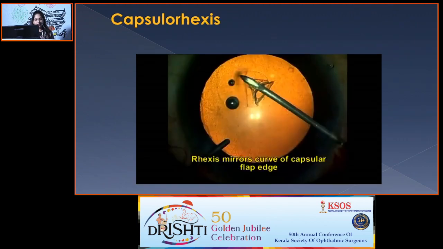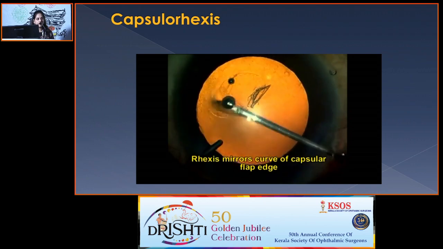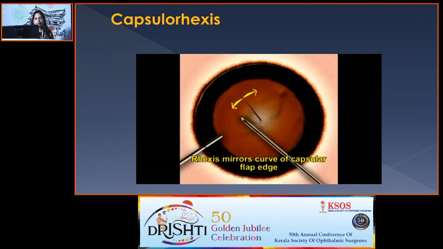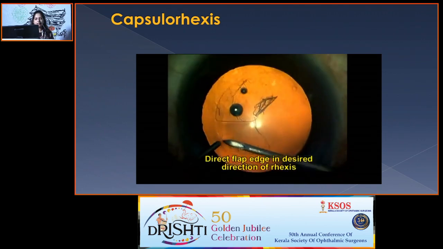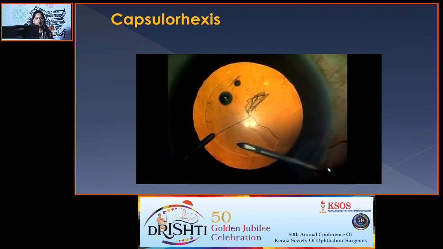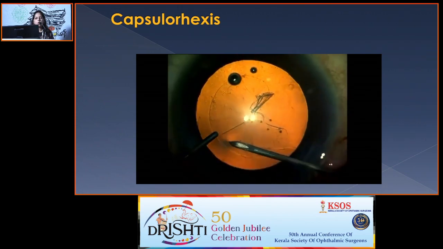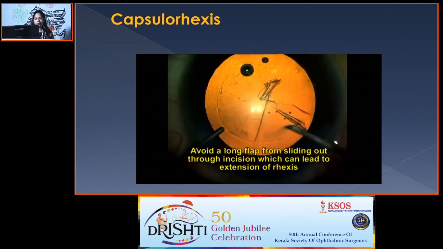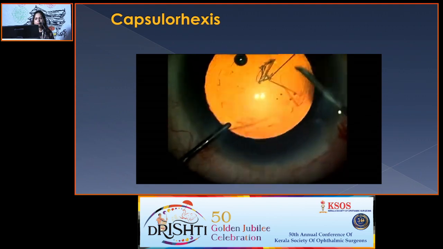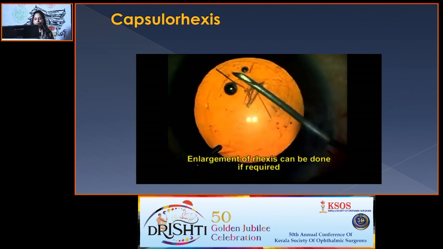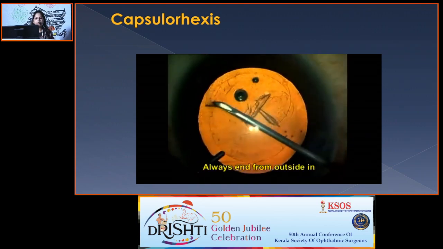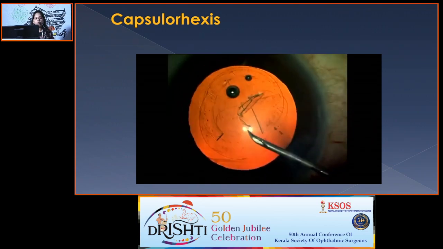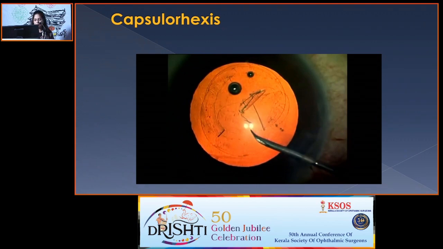Coming to the capsulorhexis, try to get a 5 to 6 mm capsulorhexis. Never keep the capsule floating inside the anterior chamber. Always keep it flat with proper viscoelastic. Hold the eye with the left hand. Always end from an outside in manner. If it is a smaller rhexis, try to enlarge it as a part of second rhexis.